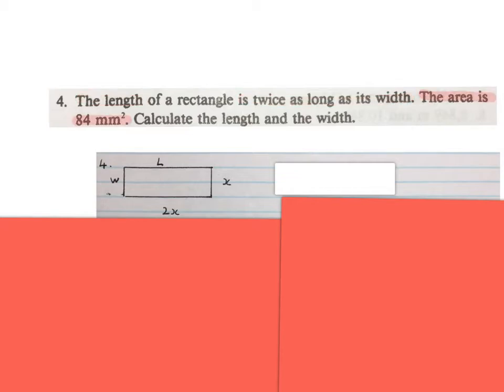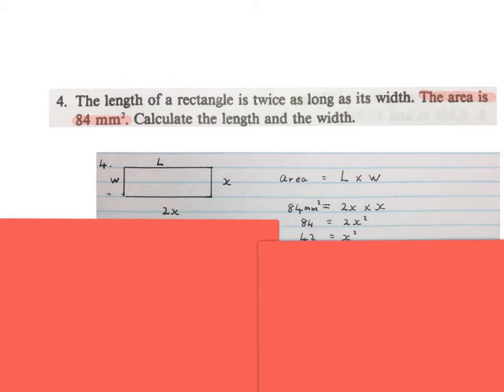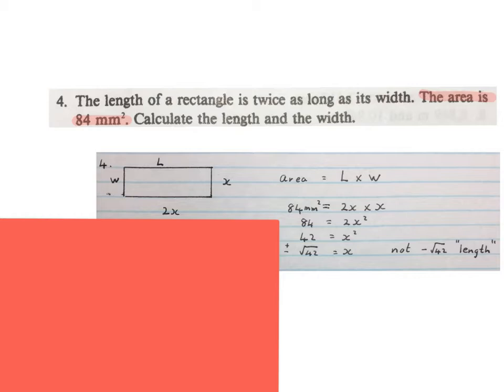Because they said the area is 84 millimeters square, I write down the formula for area of a rectangle, which is length times breadth or length times width. And you fill in your values. Simplify. Simplify further. Square root both sides, and remember to write your plus minus.